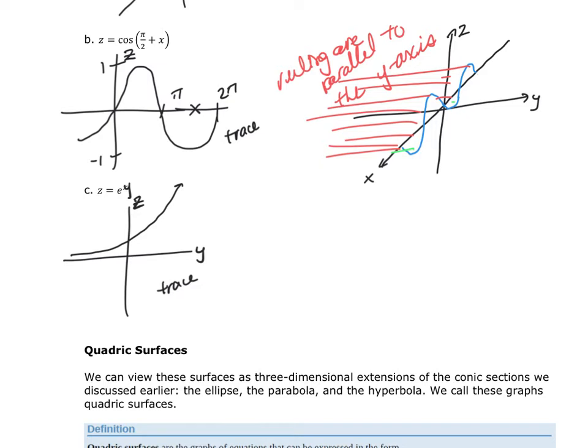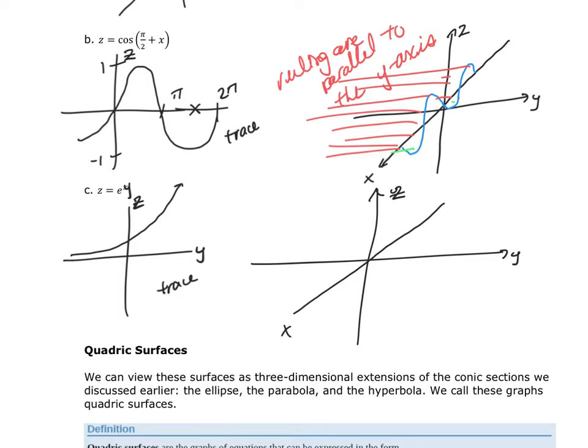Now, my rulings are going to run parallel to my x-axis. So here is z, here is y, and of course coming out is my x-axis. So here is my exponential function, and then I'm going to have these rulings. They're going to look like that. So just kind of close your eyes, squint a little, maybe shut the lights off. It's all good.